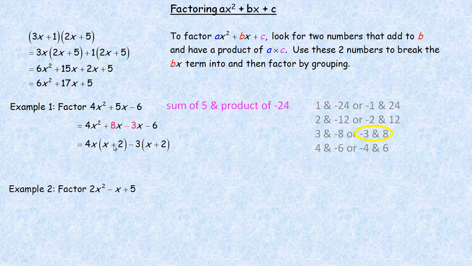Now these two factors are the same, so we can factor an x plus 2 out, and then the other factor would be 4x minus 3. And so that is factored.